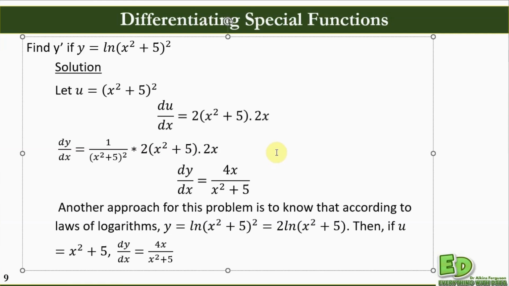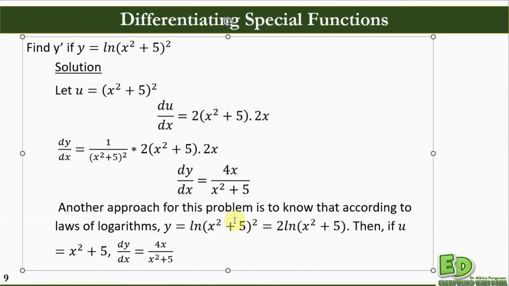But the x squared plus 5 that you have here will cancel one of these x squared plus 5 that you have here, which is raised to the power 2. And you'll be left with this final answer, right? So the differential of this function here is equal to 4x over x squared plus 5.